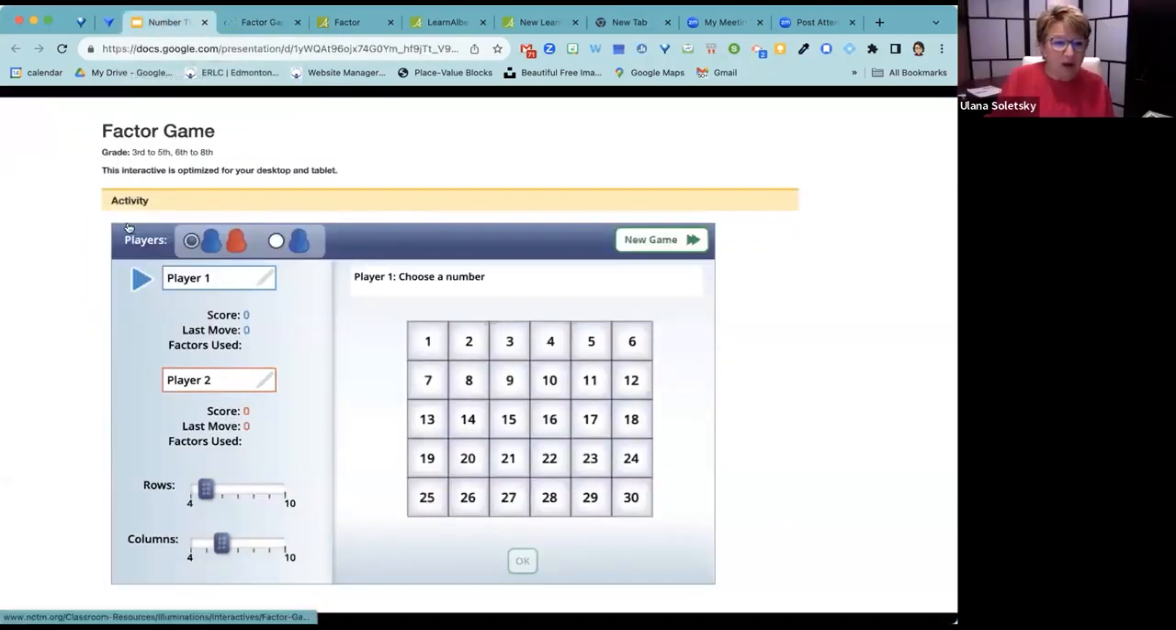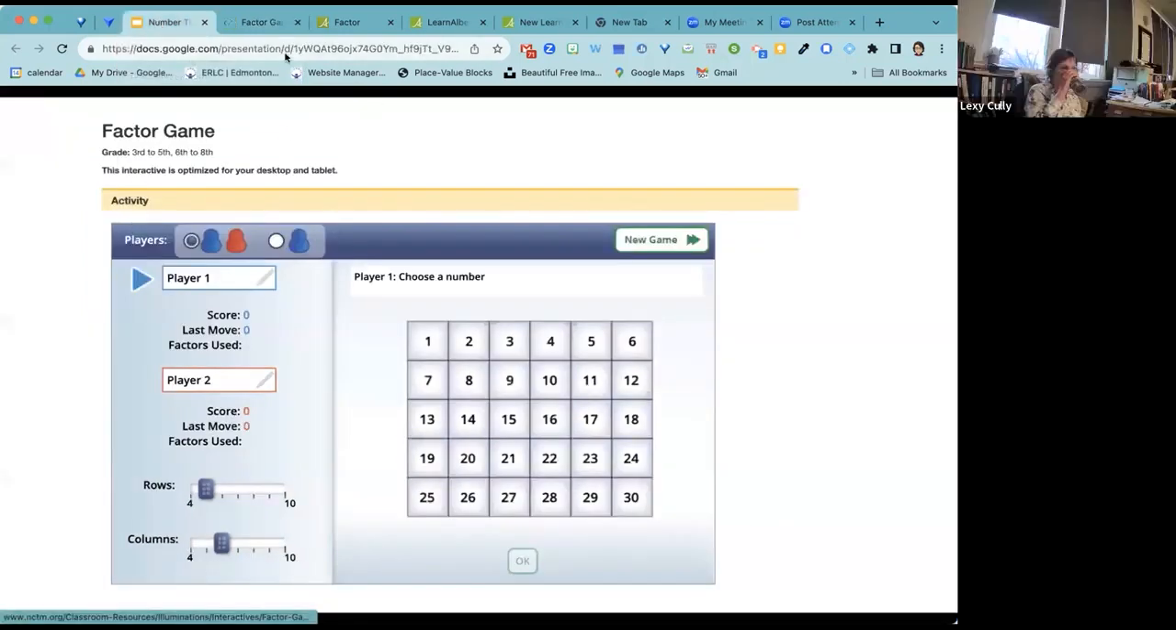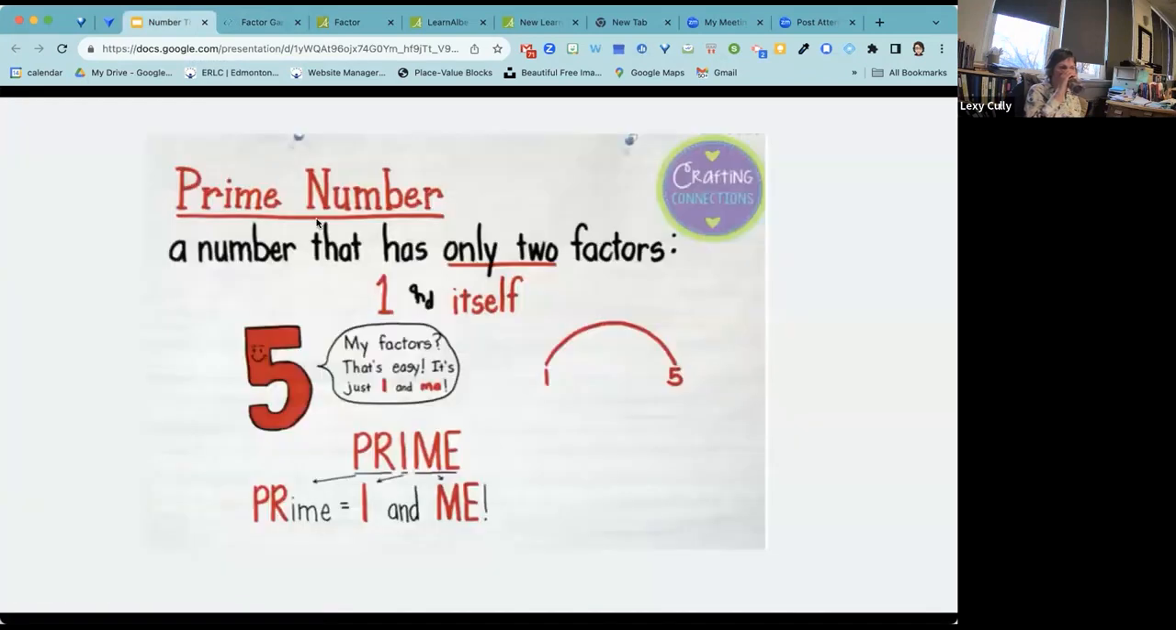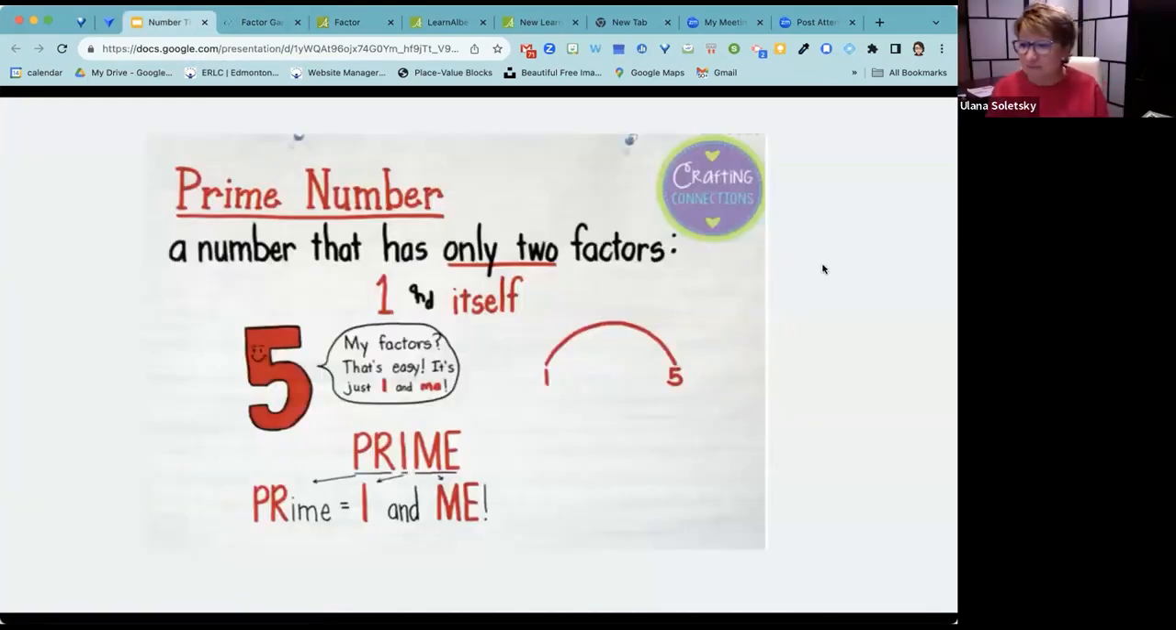Okay, then the other thing is prime numbers. And a prime number is a number that only has 2 factors. And so when we only have 2 factors, it is 1 and itself. And I like this poster because it's prime equals one and me, but it's just one and itself.